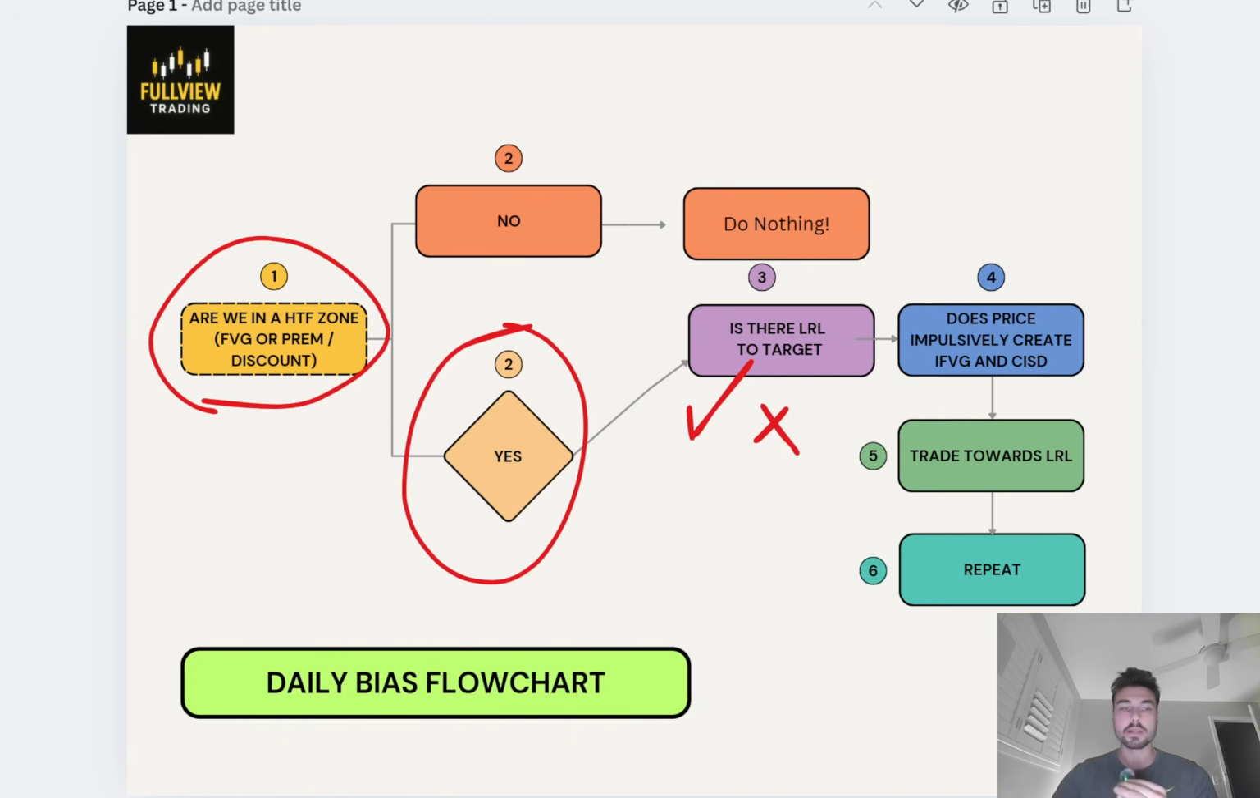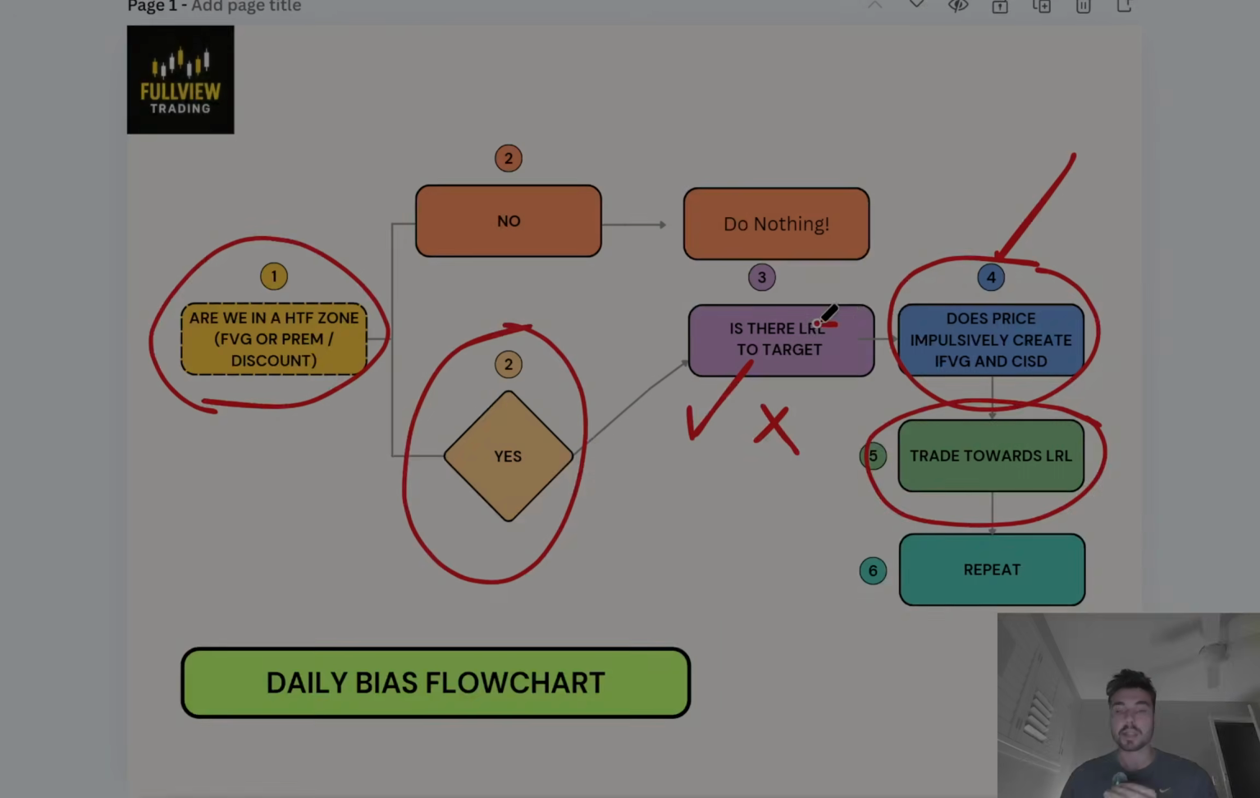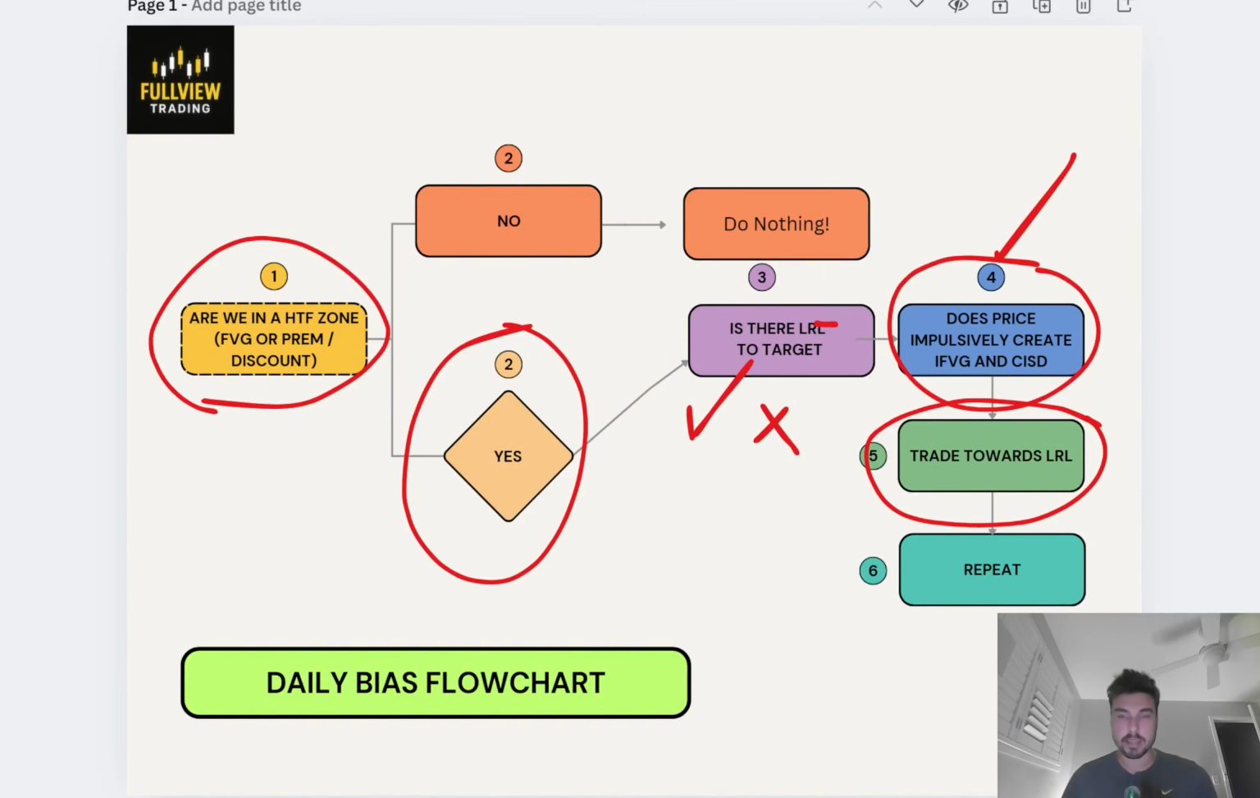Step number four, does price create impulsive inversion fair value gaps? Not just little inversions, impulsive inversions. And step number five, if you've given this a tick, you're going to trade towards the low resistance that you identified in step number three. It's not about trying to predict how far the market's going to go. Finding your bias and trading is not about predicting where the daily candle is going to close. Who cares? Your job and my job is to put ourselves in high probability positions. And this is how you do it.